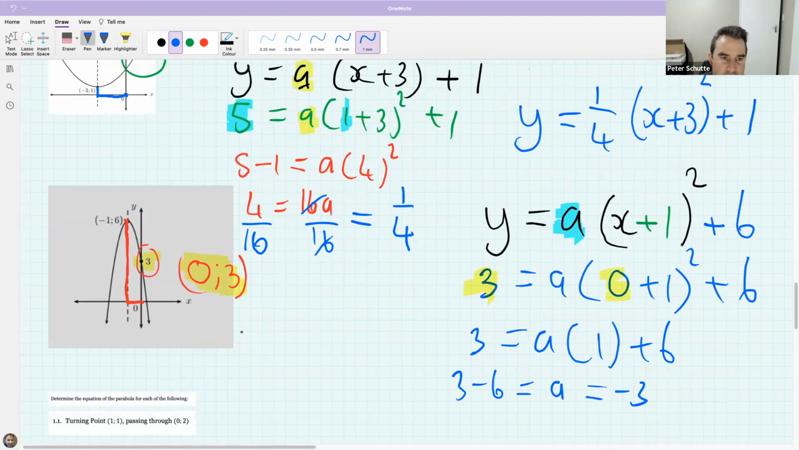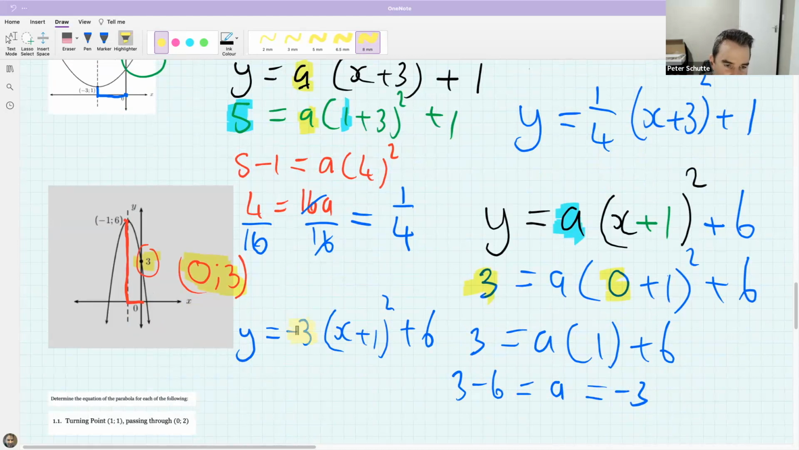So what is my final equation? It's going to be y equals minus 3 (x plus 1) squared plus 6. And that makes sense because if A is negative, you can see the graph is the unhappy shape.